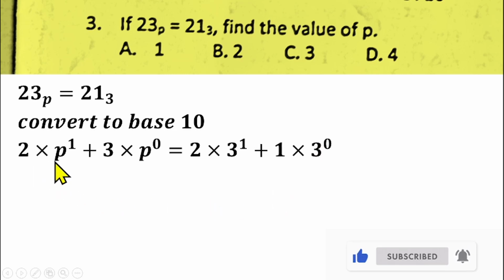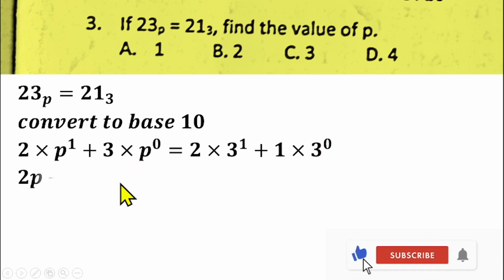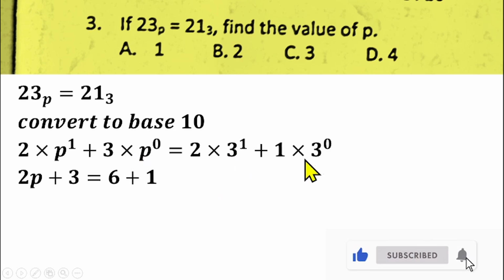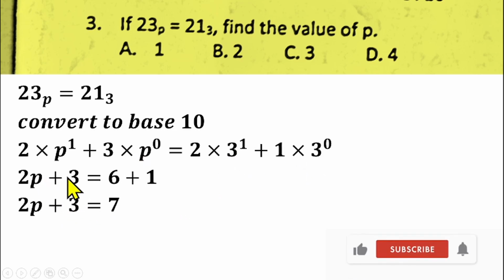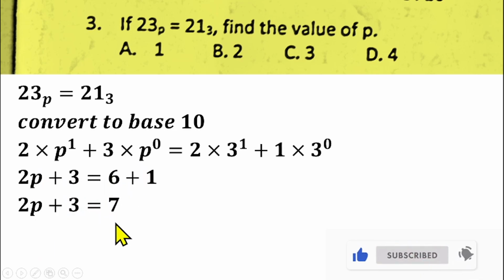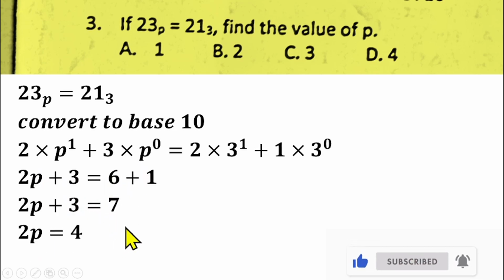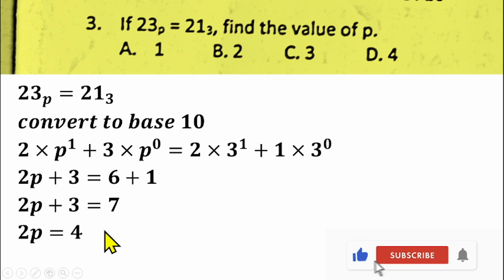So that means you're left with 2p plus 3 equals 6 plus 1. From there you can collect like terms. We have 2p plus 3 equals 7. Then bring 3 over, which gives us 2p equals 4, because 7 minus 3 gives us 4. Divide both sides by 2. p will be equal to 2. So option B is the right answer for that question.